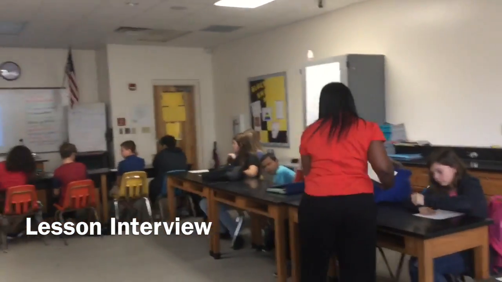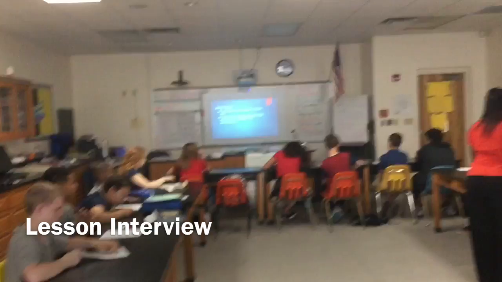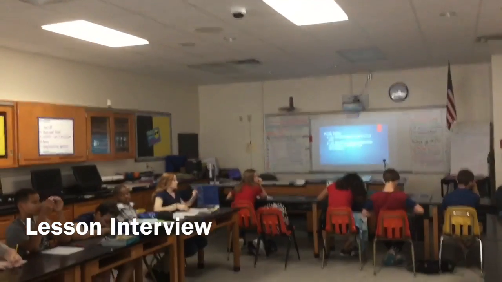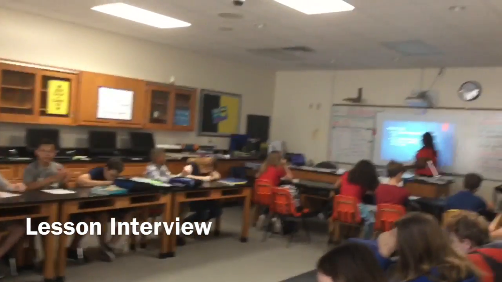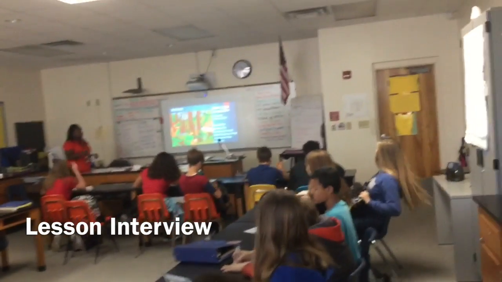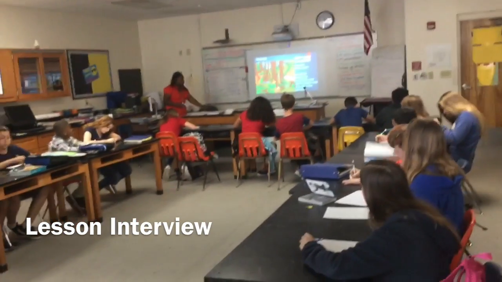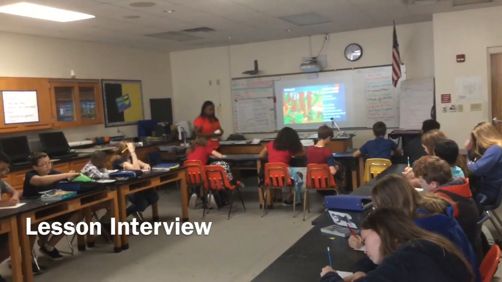On the smartboard, there's going to be a PowerPoint slide with a picture. What I want you to do with that picture is list as many producers, consumers, and decomposers that you can find in the picture. You have 5 minutes. You can work in your table groups if you like to discuss, or if you choose to work by yourself, that's fine as well.